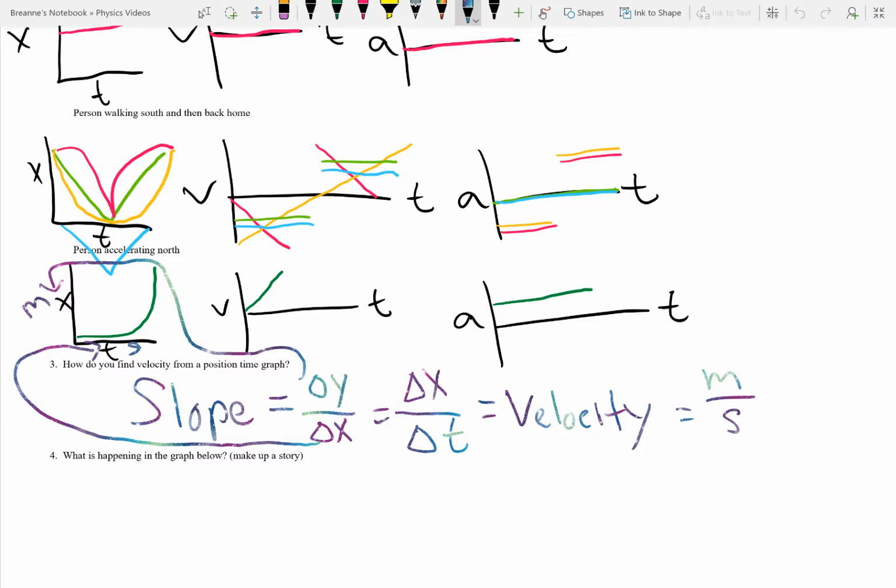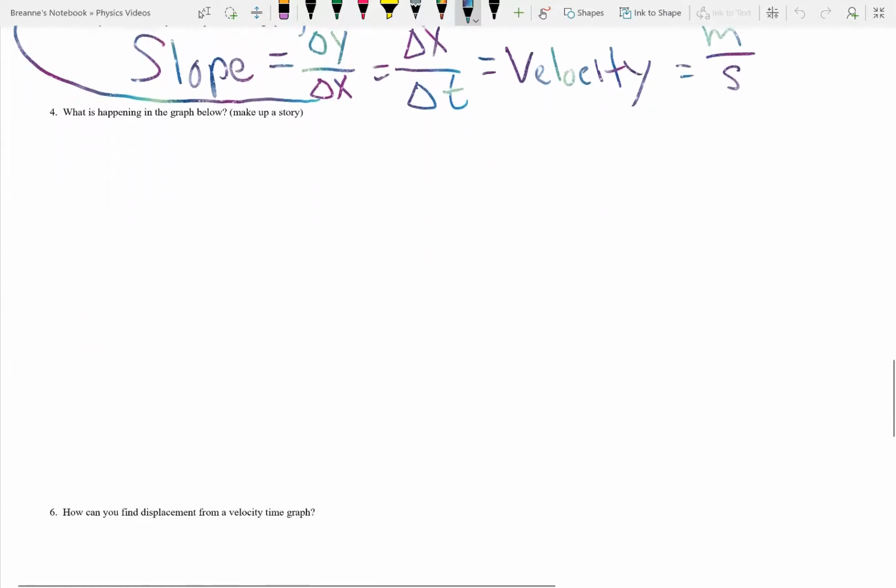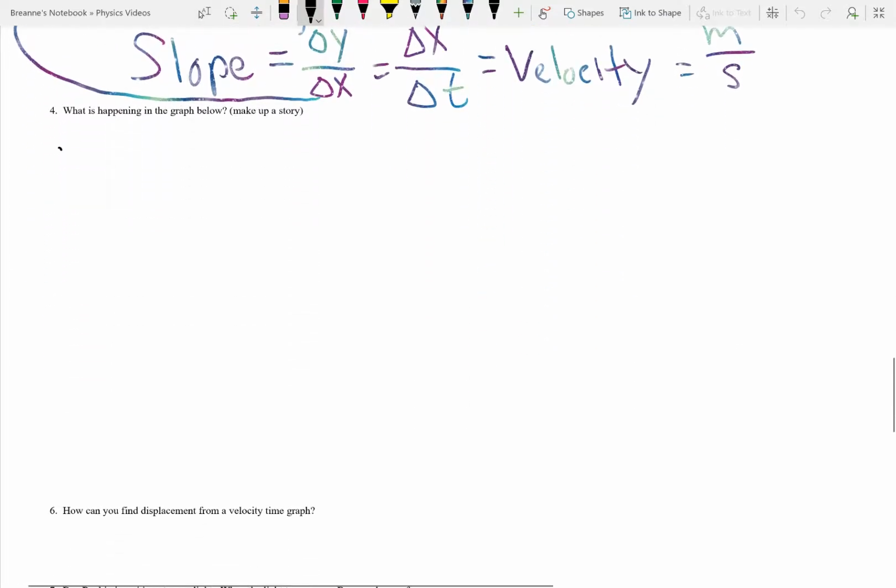So what is happening with the graph below? Again, the graph didn't decide not to make, so I will make the graph very quickly. It's going to be an extremely rough graph.